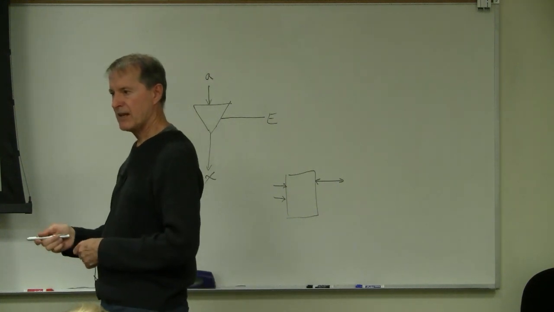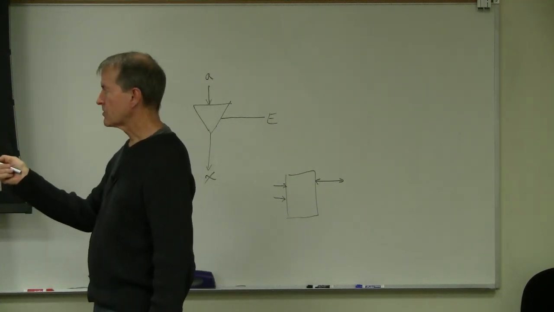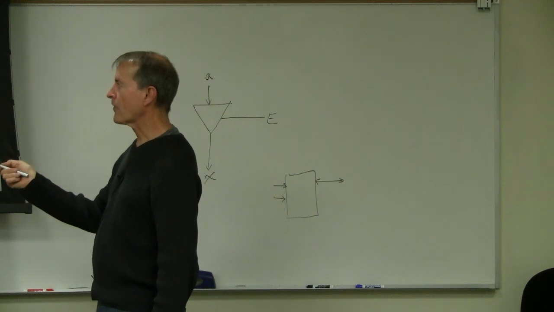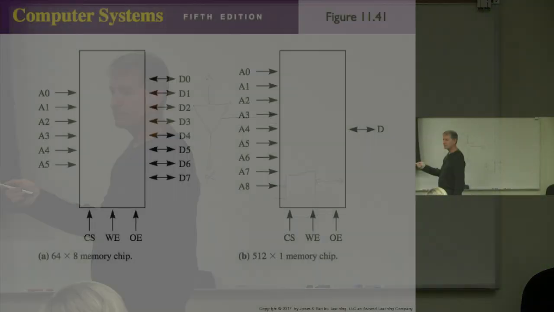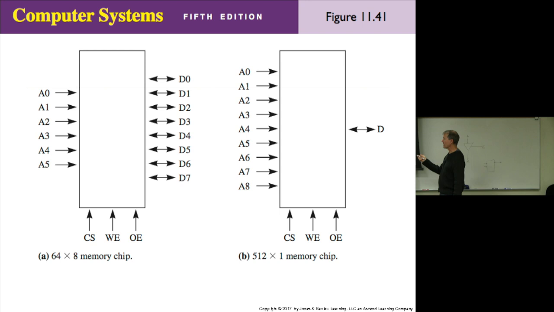So does everybody understand the address lines? Okay? So there are the address lines. And are they bidirectional or unidirectional? Unidirectional. On the other hand, the data is what? Bidirectional. So we have D0, D1, D2, D3, D4, D5, D6, and D7. So that's one byte. And then down below, we have the controls: chip select, write enable, and output enable. Is everybody clear on how that works?